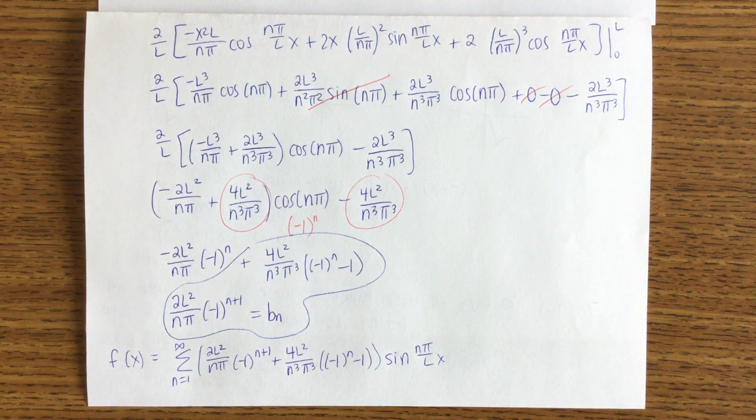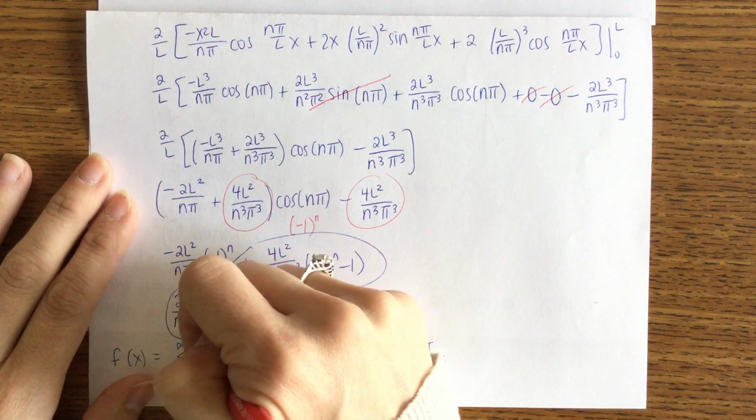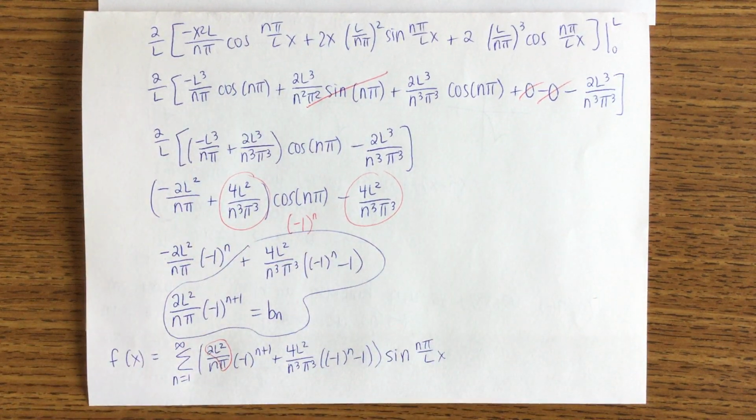Now, the book is not going to express the answer that way because the book is going to pull out this 2L squared over pi. So the book will factor 2L squared over pi out of both of those just because they don't rely on n.